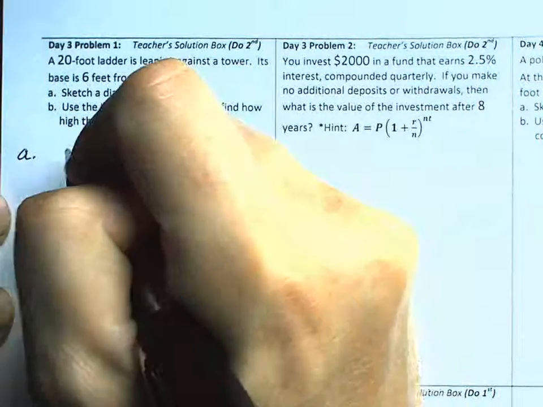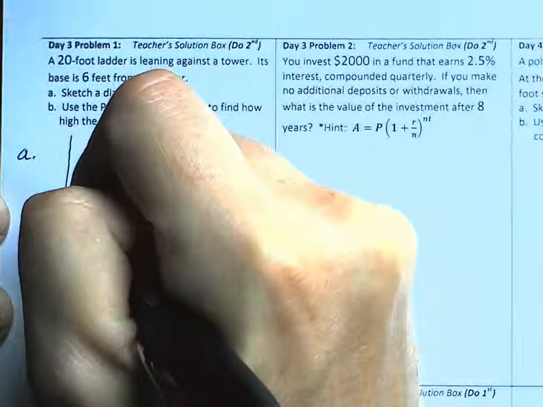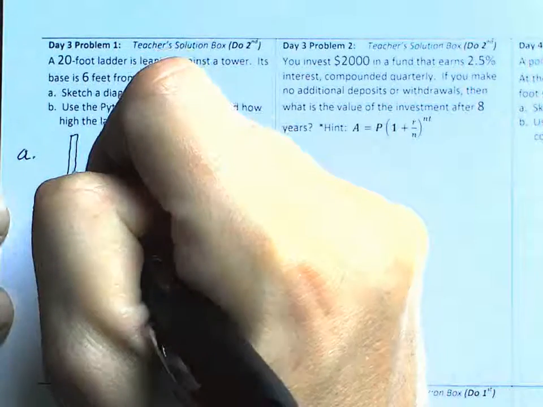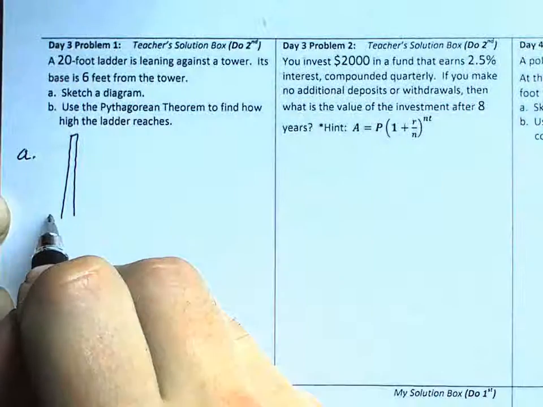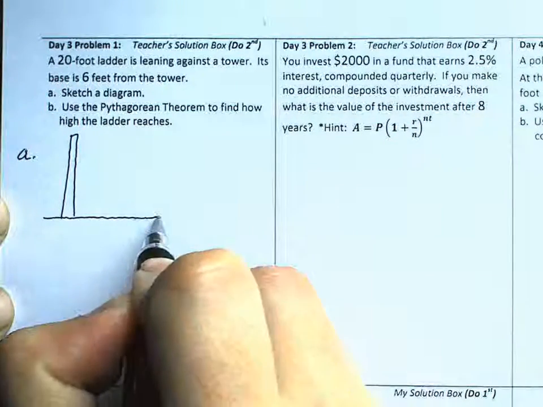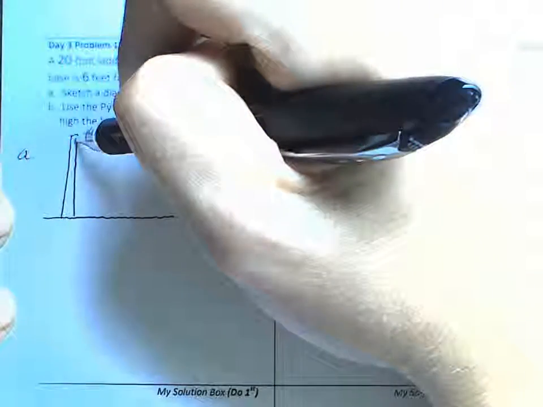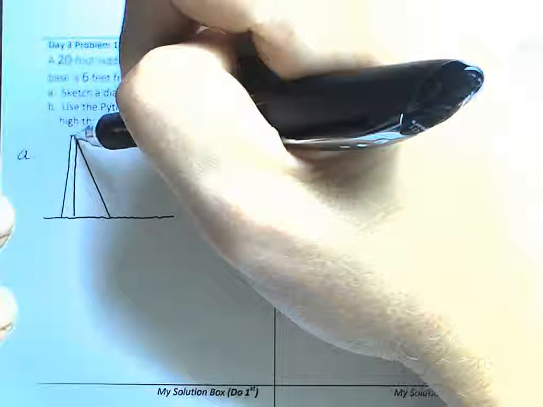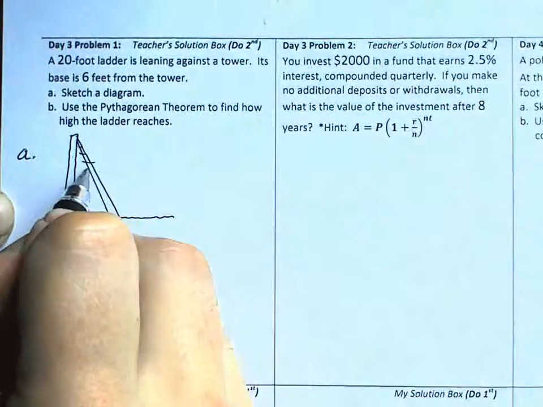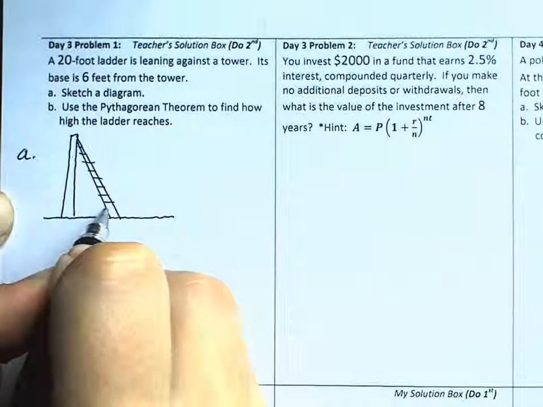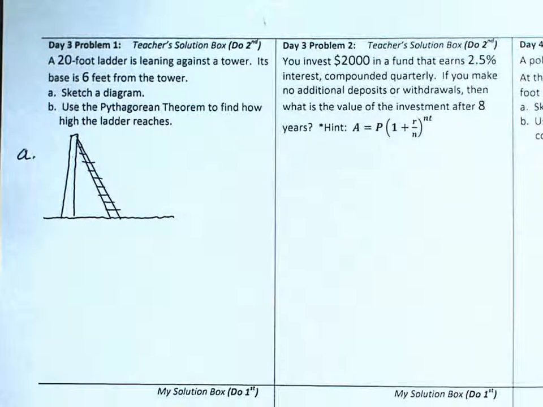Alright, so for a tower, maybe a simple, almost rectangular shape. And then that would be sitting on the ground. And then it says that there is a ladder leaning against a tower. So add a diagonal. Maybe something like this. Looks like a ladder leaning against a tower.